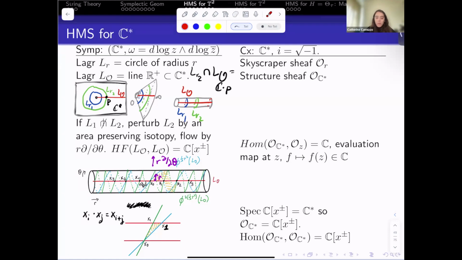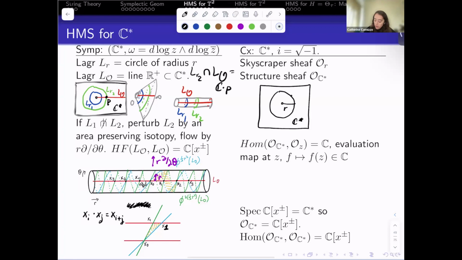On the other side, on the complex side, the mirror is C star again. The mirror to this Lagrangian of radius r. So here's the mirror C star. On the mirror side, so this is radius r, at each point we have a skyscraper sheaf corresponding to that point. So the skyscraper sheaf corresponding to the point r corresponds to the Lagrangian circle of radius r. And the structure sheaf on all of C star corresponds to this line R plus in C star.